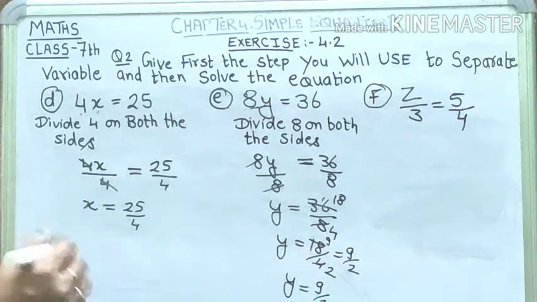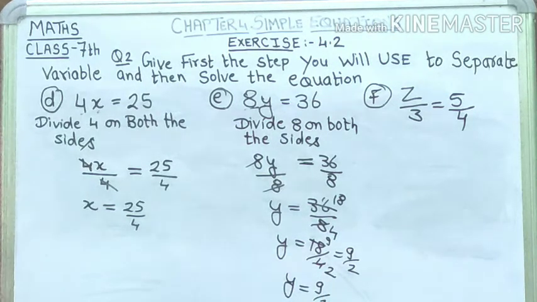Okay. Now come to the F1. F1 is z upon 3 equal to 5 upon 4. Here the variable is z, and we have to remove the 3 that is given with the variable z. It means z upon 3 means z divided by 3.